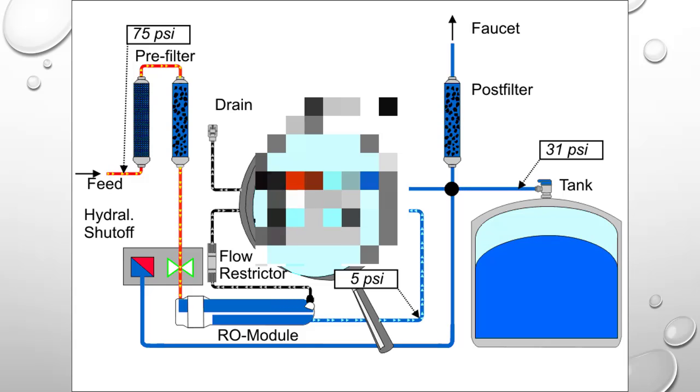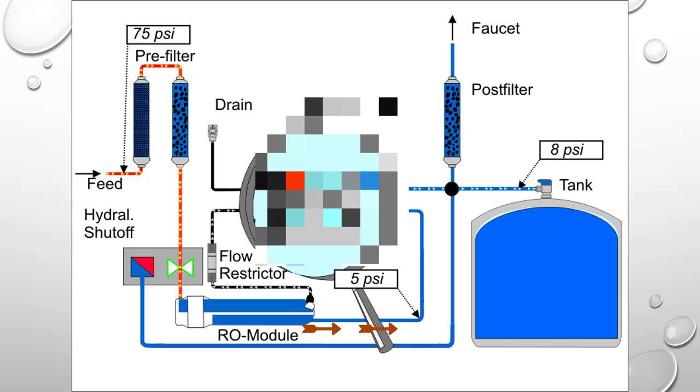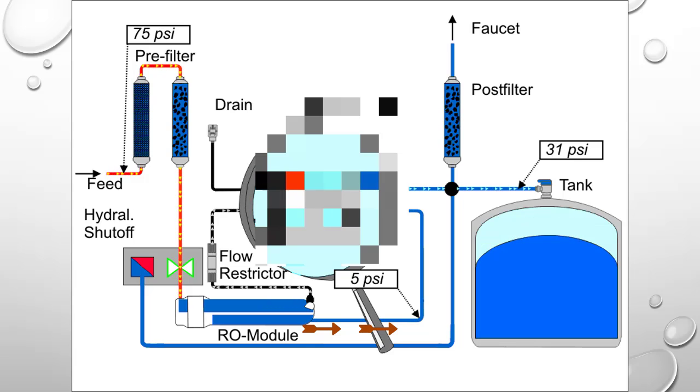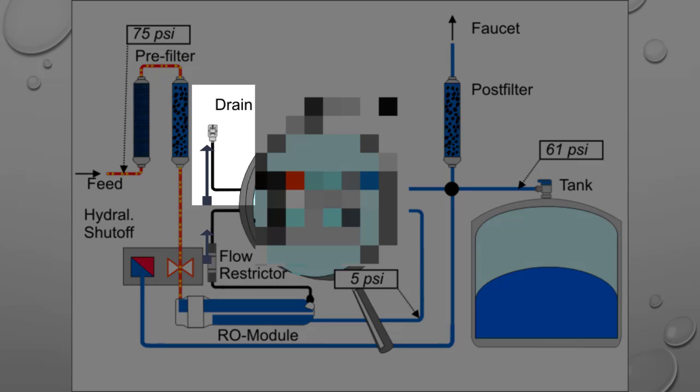So the water coming out of that membrane, or RO module, the permeate that is, will leave the RO module and enter into the storage tank. You can see the black line coming out of the RO module is the concentrate, and it's going through its flow restrictor and traveling to the drainage point.